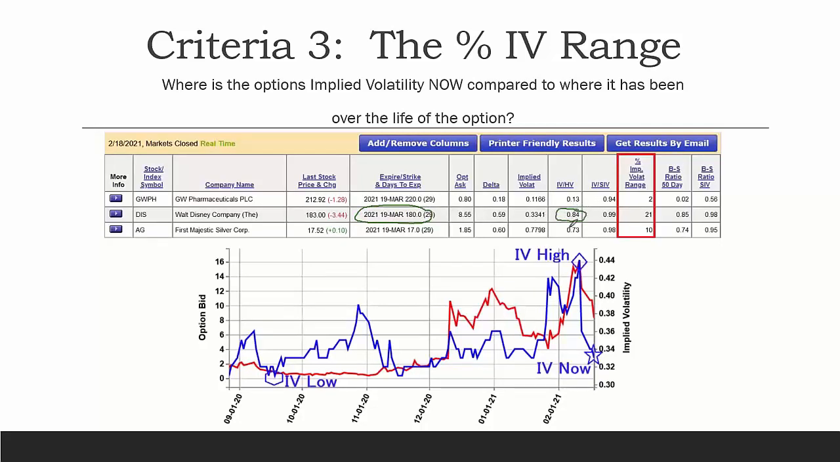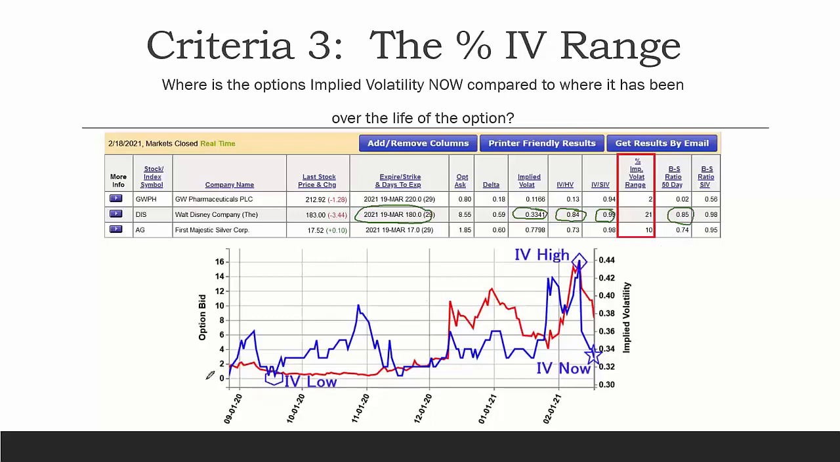IV over HV of 0.84. What does that mean again? The implied volatility currently at 0.3341 is 16% lower than Disney stock volatility. IV over SIV of 0.99, right there but close. Black-Scholes ratio of 0.85. It's 15% undervalued compared to the option's theoretical worth.